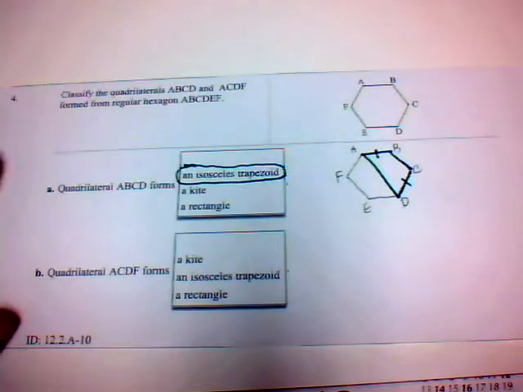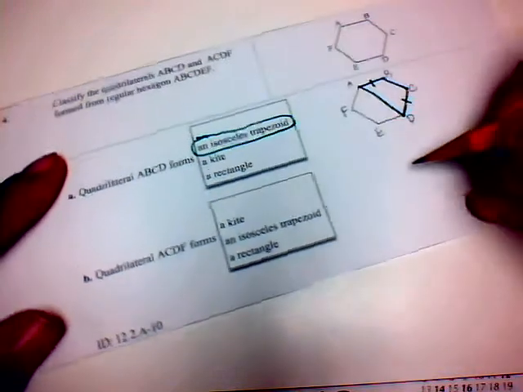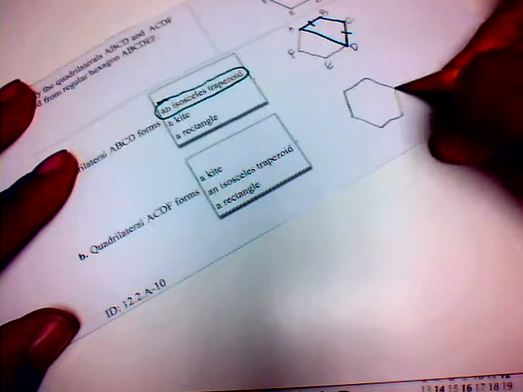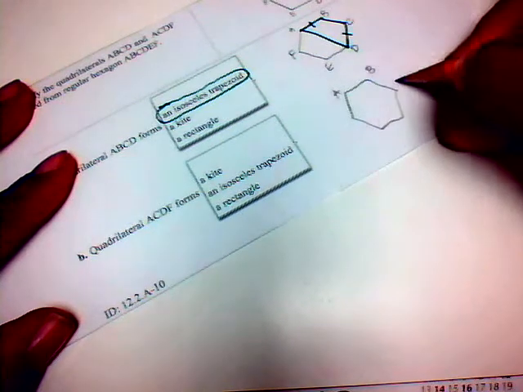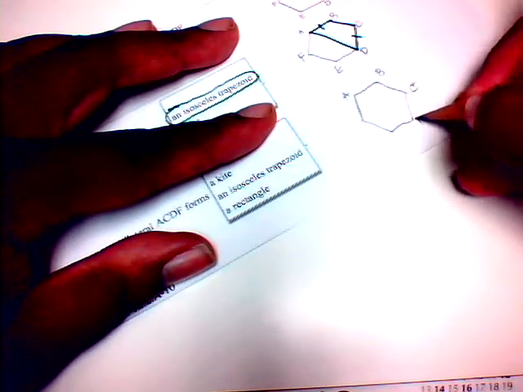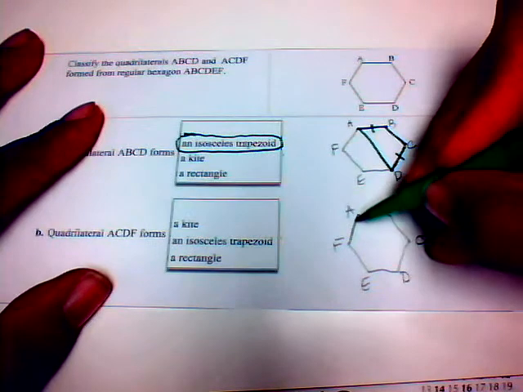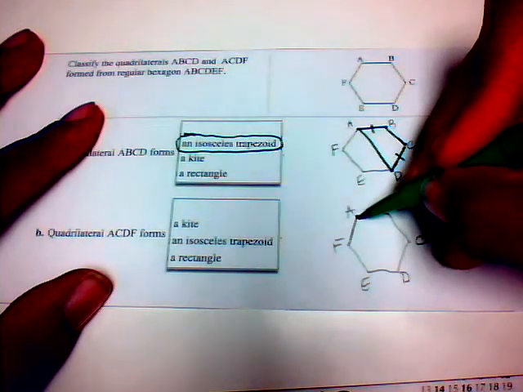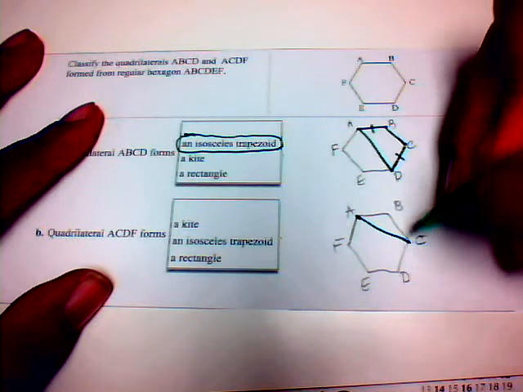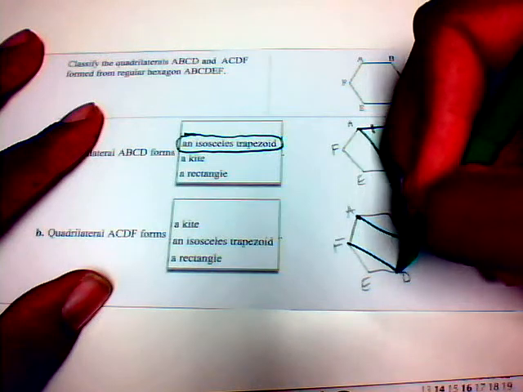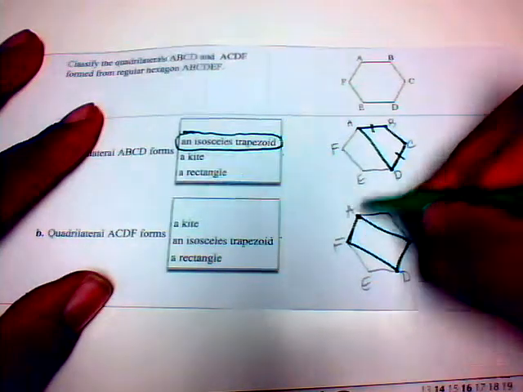Then part B, quadrilateral ACDF, forms one of those 3. Okay, so here we want to highlight ACDF. Here's A to C to D all the way to F. And we'll connect F to A.